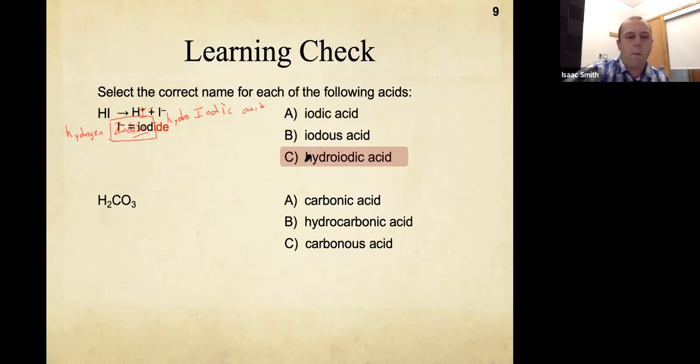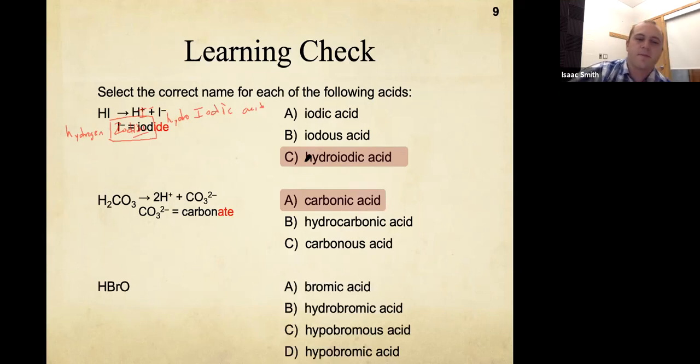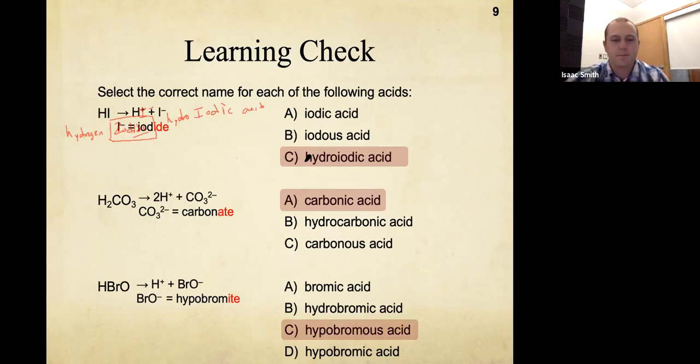Next, H2CO3. If we isolate the anion here, we have carbonate, CO3 2 minus. The ATE gets turned into ic acid, so it becomes carbonic acid. And then try this one. If we isolate the anion here, we have hypobromite, BrO minus. The ITE gets converted to us acid, and we keep the hypo in this case because we're really just taking the ITE and converting it into us acid. So it's hypobromous acid. Okay, all right.